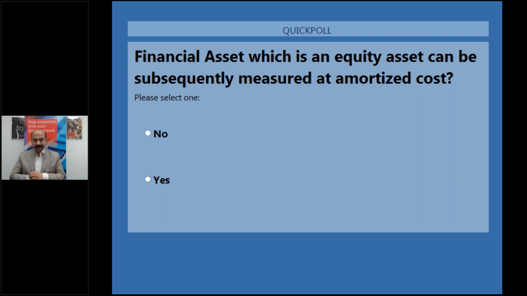Financial assets, which are debt instruments, cannot be reclassified. Yes or no?